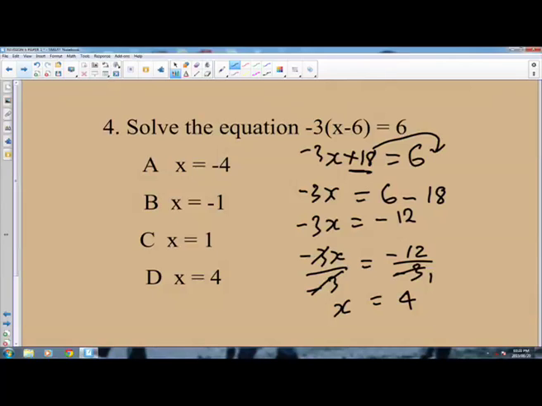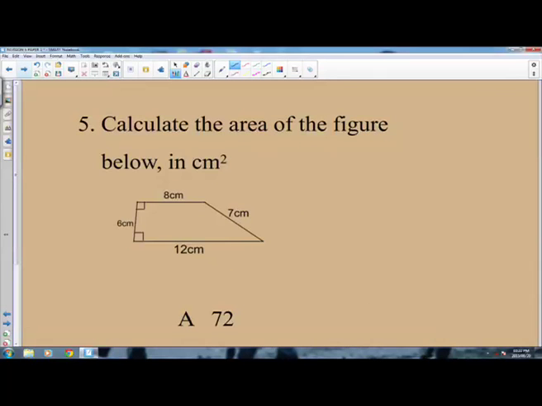We check the alternatives and then circle the answer x equals 4. A, x equals minus 4. This is not the correct answer. B, x equals negative 1 is not the correct answer. Then C, x equals 1 is also not the correct answer. Then D, we have x equals 4. This is the correct answer to the question given. So the value of x is 4. And then what about the next question?